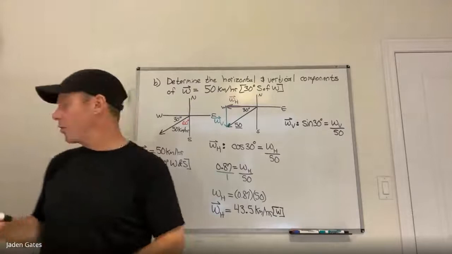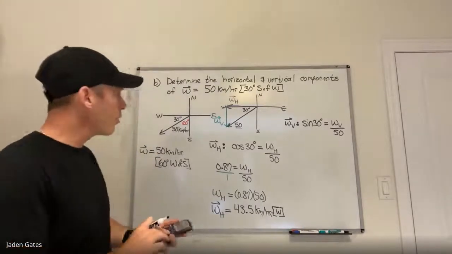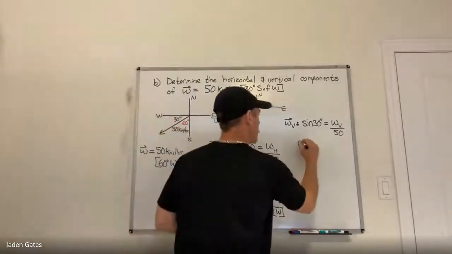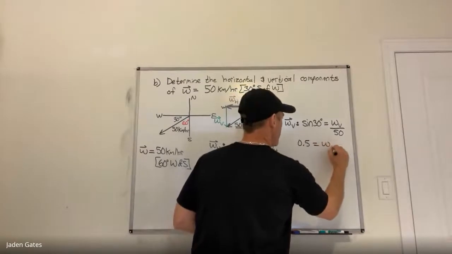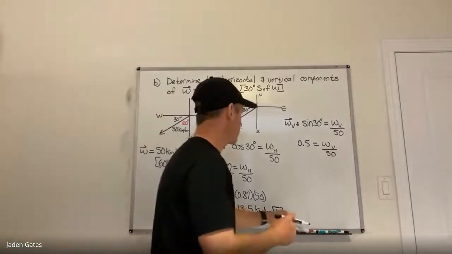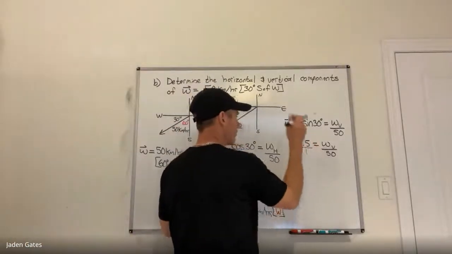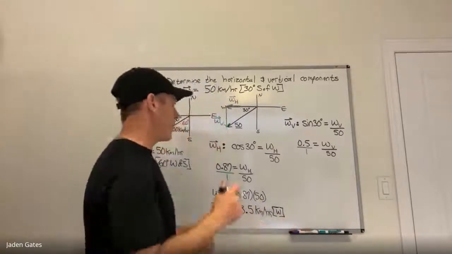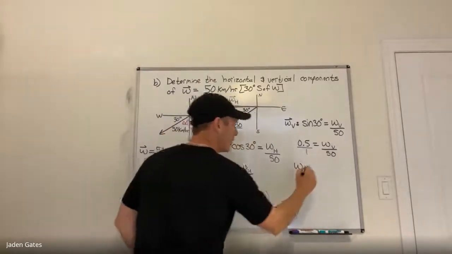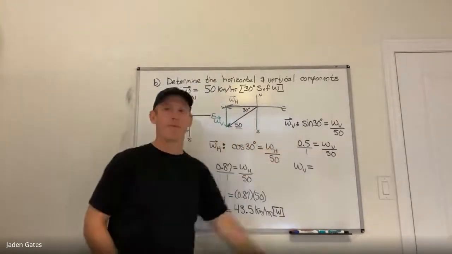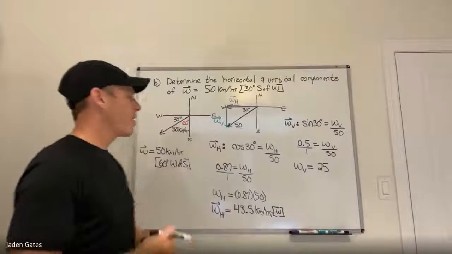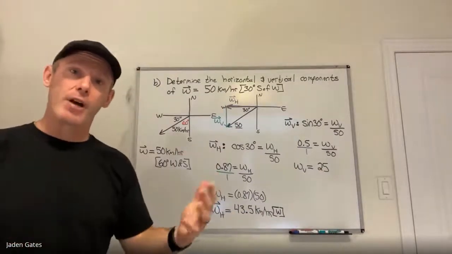Then I'm going to substitute back in. Sine 30 is 0.5, equal to WV divided by 50. Again, I have something equaling a fraction, so I create a fraction equaling a fraction, which allows me to cross multiply. I have 1 times WV is WV, and then I have 0.5 times 50. Well, half of 50 is 25.